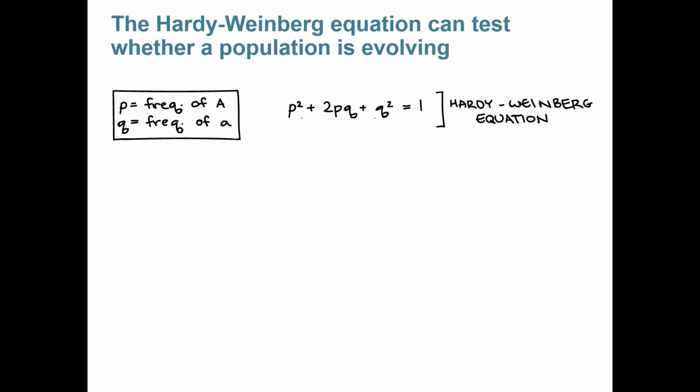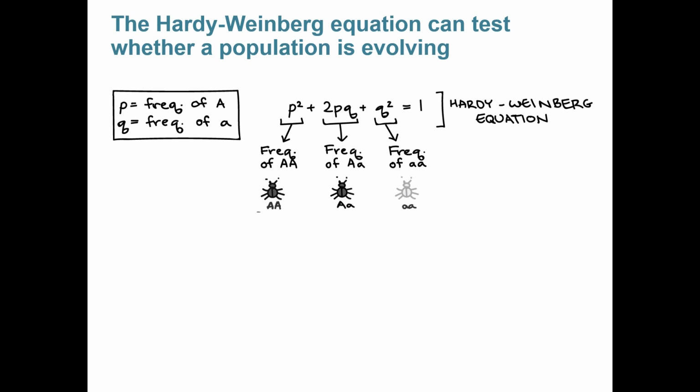The equation itself is pretty simple. p squared plus 2pq plus q squared equals 1, where p is the frequency of the dominant allele and q is the frequency of the recessive allele. Essentially, the equation comes from calculating the frequency of getting any of these genotypes. Homozygous dominant would be p squared, heterozygous 2pq, and homozygous recessive q squared.